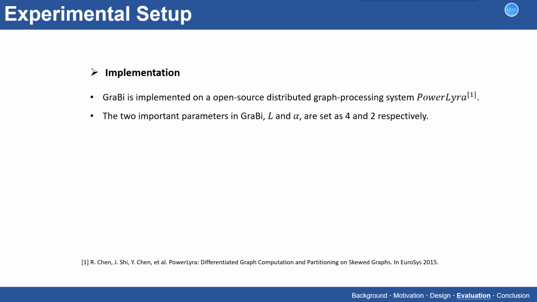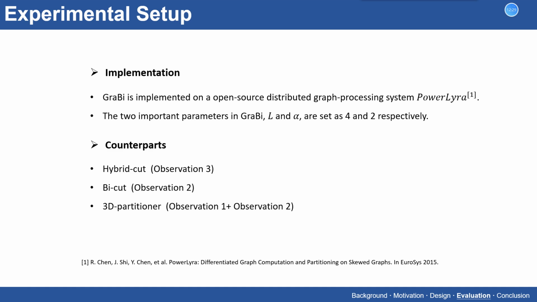Next, we will evaluate the performance of GraBi. GraBi is implemented on an open-source distributed graph processing system, PowerGraph, and the two important parameters in GraBi, the number of layers and the amplification factor alpha, are set as 4 and 2 respectively. We compare GraBi against the three existing partitioning frameworks. To be concrete, HybridCat considers the third observation, BCat considers the second observation, and the 3D partitioner considers the first and second observations. However, our GraBi considers all of the three observations.